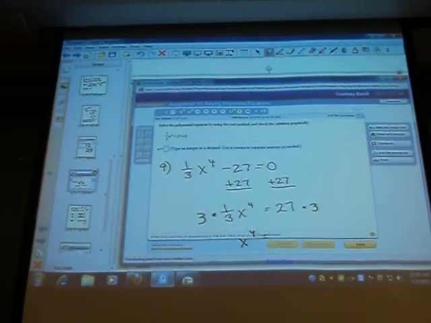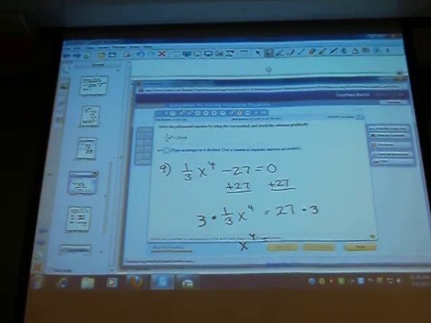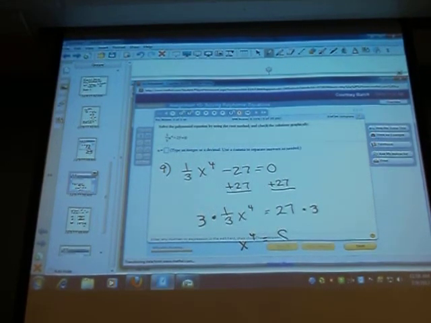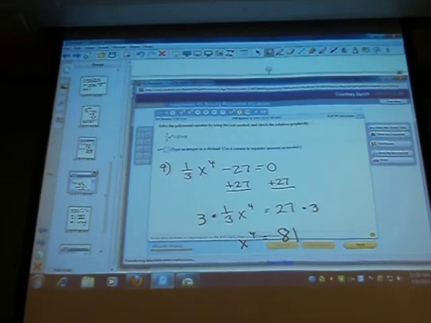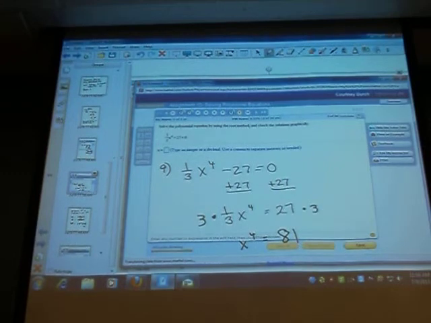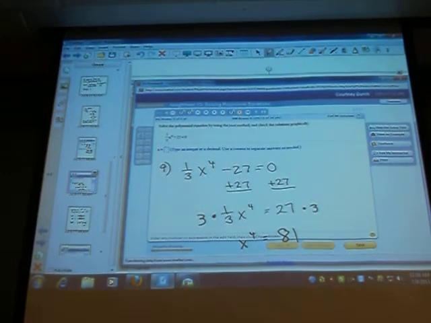Oh, because in order to get rid of the fraction, we actually have to multiply it by 3, not divide by 1/3. So 27 times 3 is 81. That's what I got, but I thought that you were supposed to. Okay, so we're not done yet.